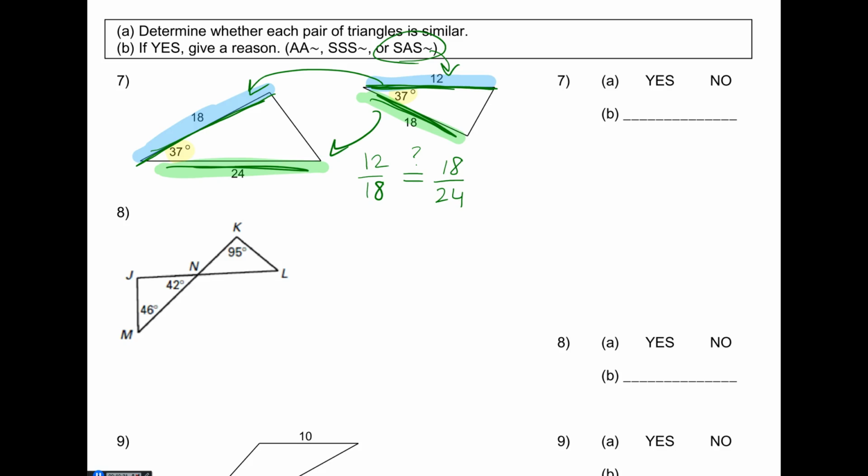So 18 squared, is that the same thing as 12 times 24? Let's see, so this is 324. And 12 times 24 is 288. That's not the same.